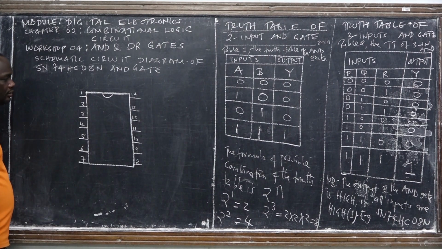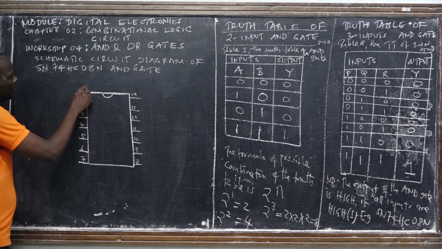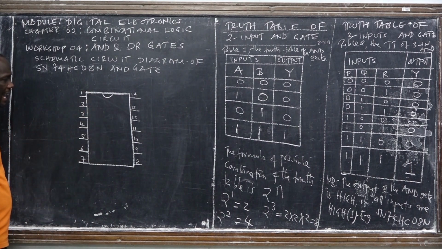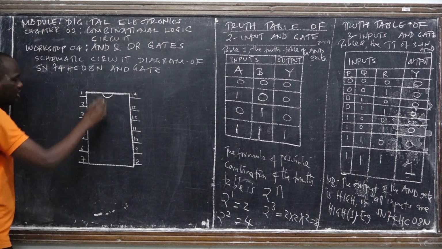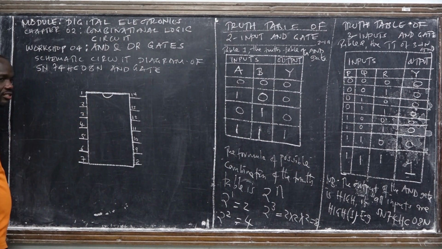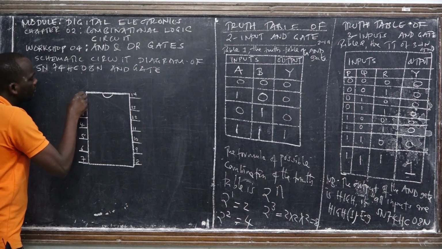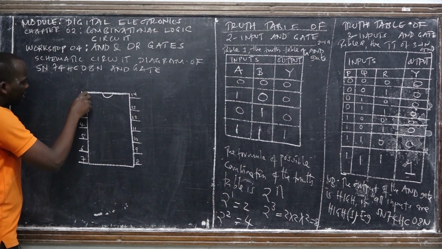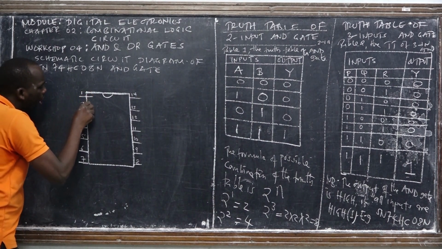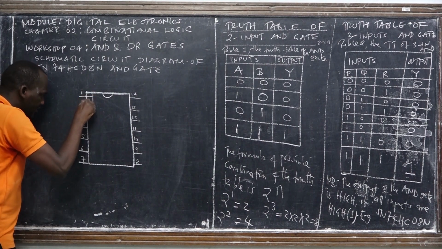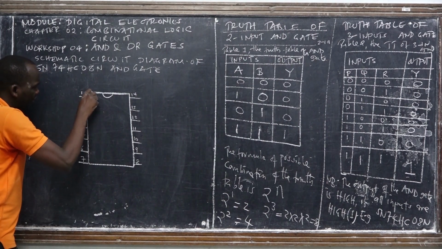That's one. Then the next one, remember that for the NOT gate we had the hex inverter because they had 6 NOT gates. This one we call quad, or quadrature AND gate, or quadrature integrated circuit. So for this IC, we have only 4 AND gates. This is the first one.